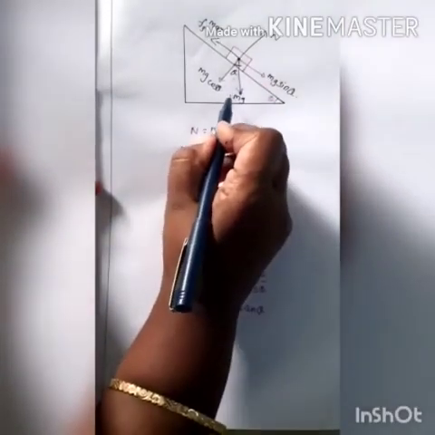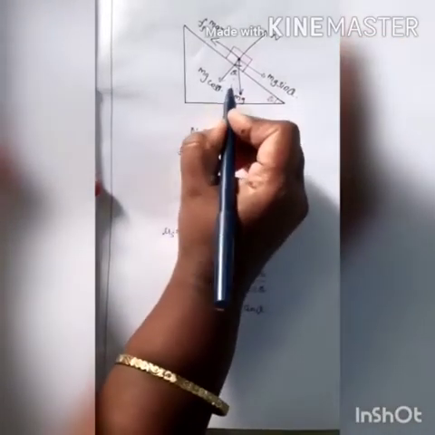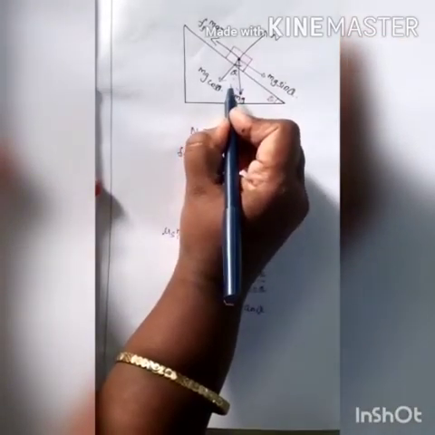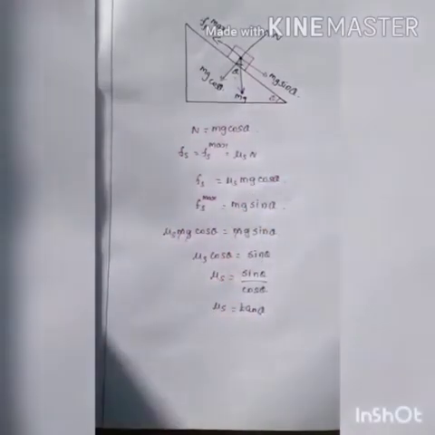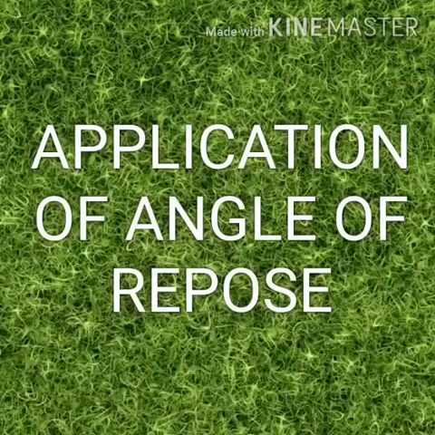Theta is the angle of friction. The angle of repose is the same as the angle of friction. The angle of repose refers to an inclined surface, and the angle of friction is applicable to any type of surface. The next one, application of angle of repose.